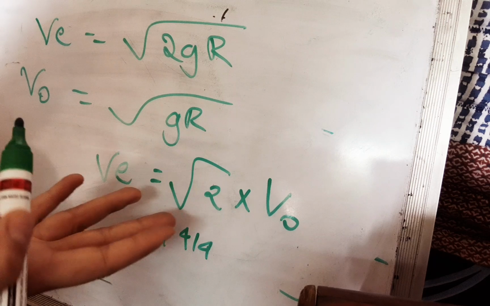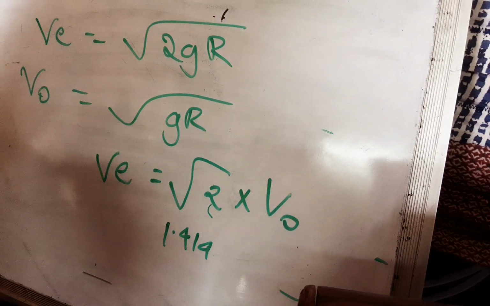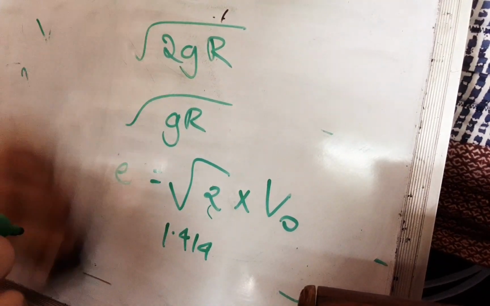1.414 times more it is than orbital velocity. Root 2 value is 1.414, right? Suppose they ask how much excess percentage of velocity is required for a body that was revolving. Suppose a question is asked, a nice question it is.